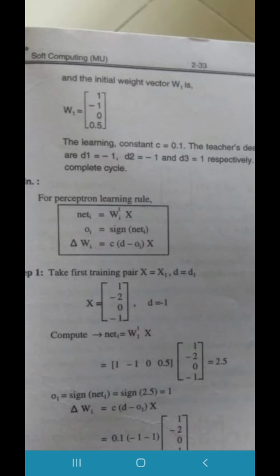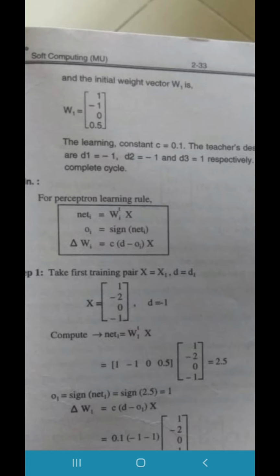Then comes the delta Wi. What we have to do is, delta Wi in the formula is C, the constant which was given to you previously in the question. It is 0.1. We keep the 0.1 outside the bracket. Then in the bracket we have D minus O of I. D also was given: there were three inputs x1, x2, x3, so there was d1, d2, d3. As you can see, d1 is -1, d2 is -1, d3 is 1. This will be given to you in the question itself.